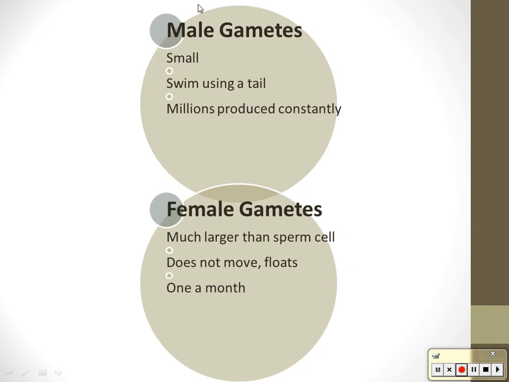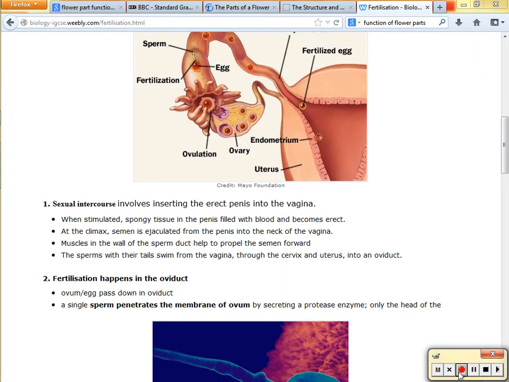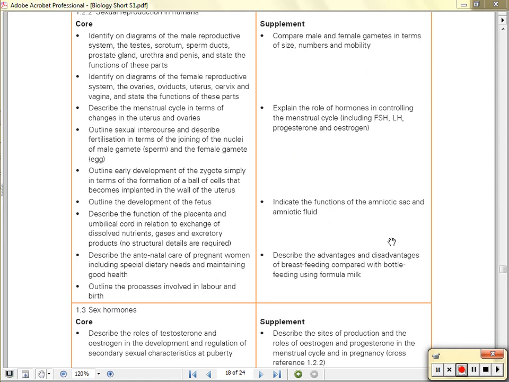Some points to note about sex cells or gametes. Male sex cells or gametes are small, they swim, and millions are produced. Females, on the other end, are much larger. They do not move on their own, so that should be changed. They float, and they are matured or released once a month. So you need to outline the birds and the bees, and there you go. Oops. So insert A into B, mix together, and you're done. So there you go, an outline, not getting into that.